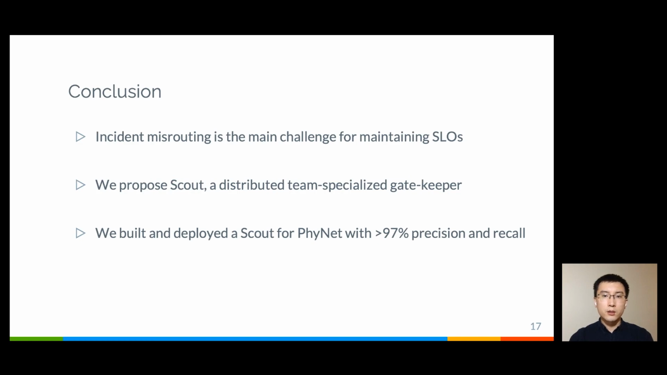So, in conclusion, we show that incident misrouting is the main challenge for maintaining service-level objectives in the cloud. And we propose the Scout, a distributed team-specialized gatekeeper. We built and deployed a final Scout that can achieve higher than 97% precision and recall.